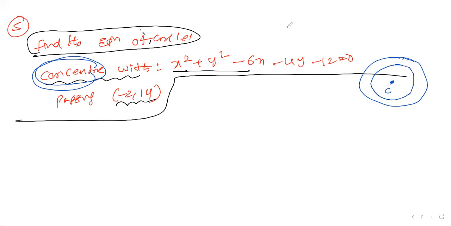Concentric means we can say simply one circle which is on another circle. Concentric means the circles have the same center. We can say simply the circles having the same center.